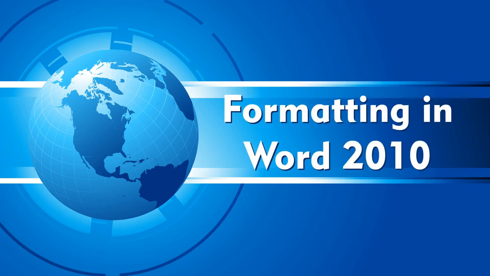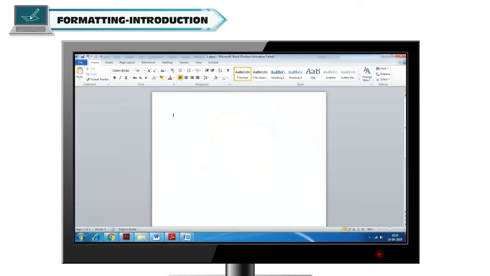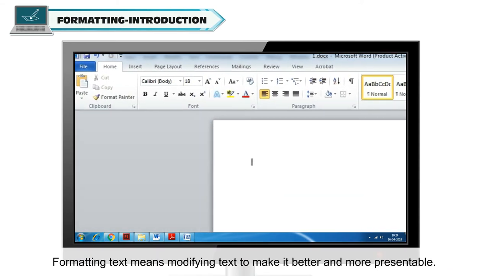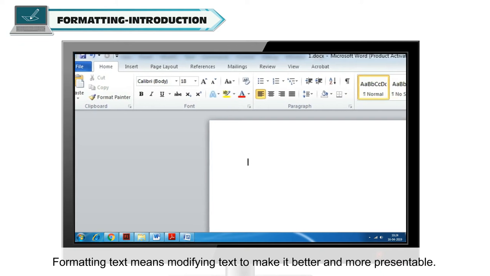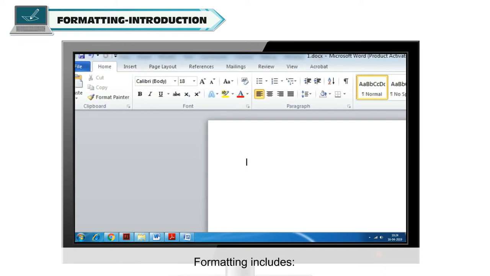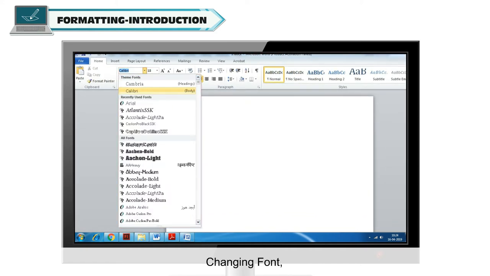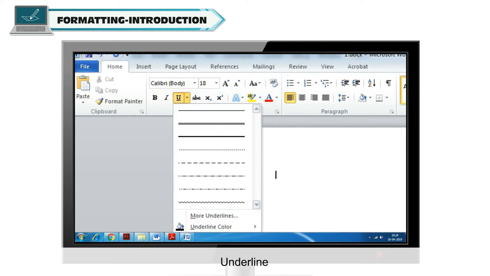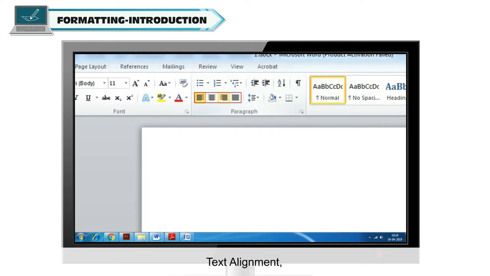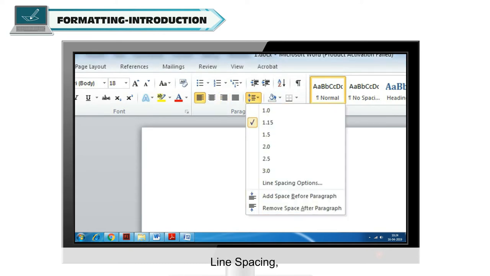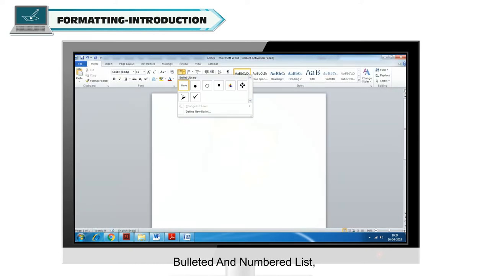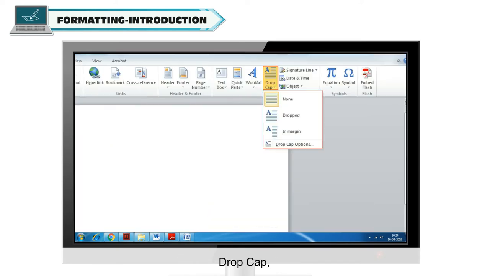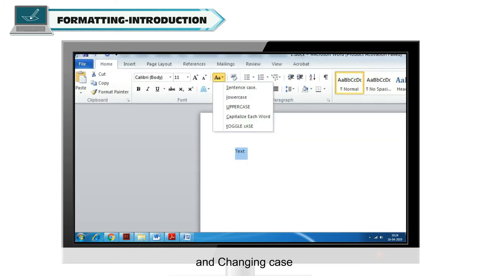Formatting in Word 2010. Formatting, introduction. Formatting text means modifying text to make it better and more presentable. Formatting includes changing font, applying bold, italic, underline, text alignment, line spacing, bulleted and numbered list, border and shading, drop cap and changing case.